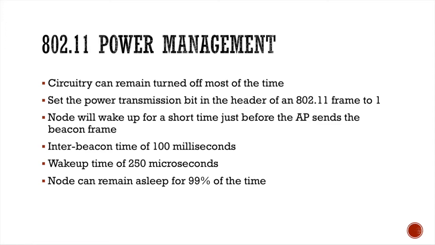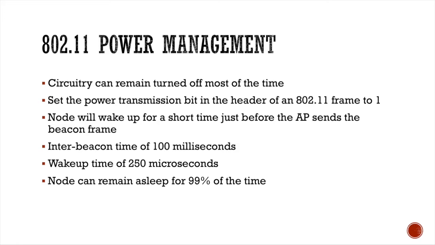802.11 standards provide power management capabilities so that the circuitry can remain turned off most of the time. By setting the power transmission bit in the header of an 802.11 frame to 1, a node can inform the AP that it is going to sleep. The AP then knows not to send any frames to that node, and buffers the frames for later transmission. The node will wake up for a short time just before the AP sends the beacon frame. And if there are no buffered frames that were to be sent to the node, it can then go back to sleep.